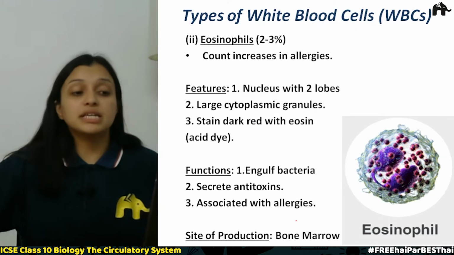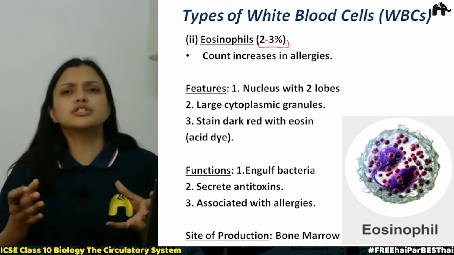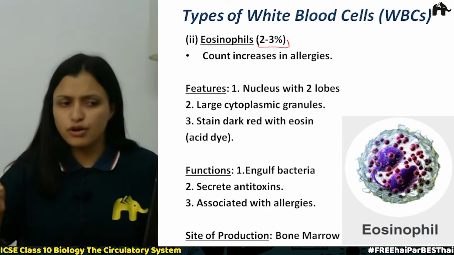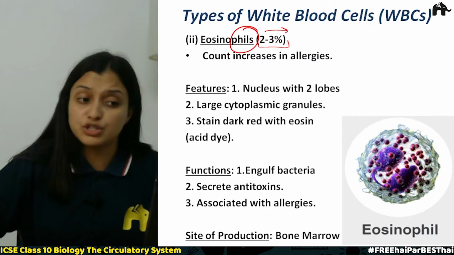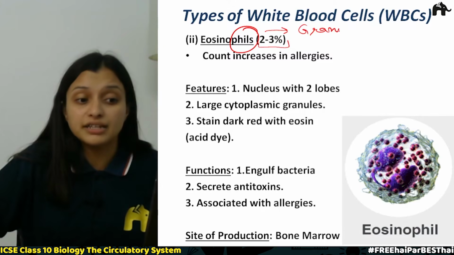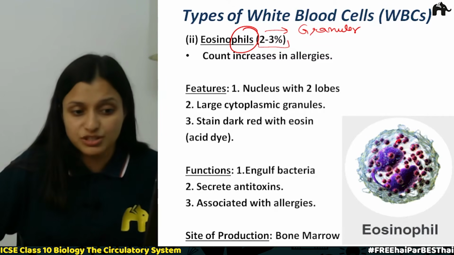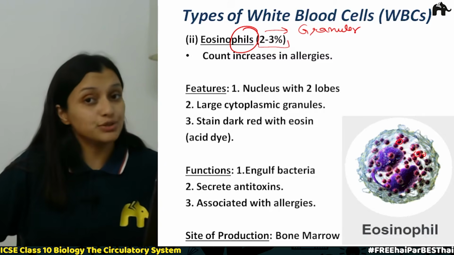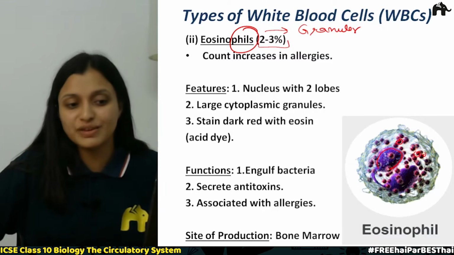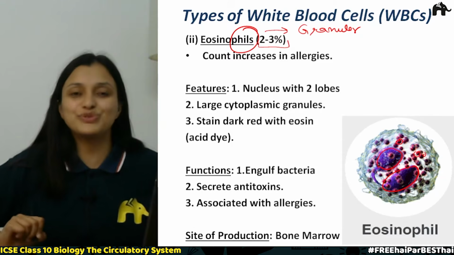The next one is eosinophils. Eosinophils constitute only 2 to 3%. Again, the phils means they are granular. You can see granules, these are the granules. And can you see the lobes in the nucleus? Of course, we can see these are the 2 lobes in the nucleus.